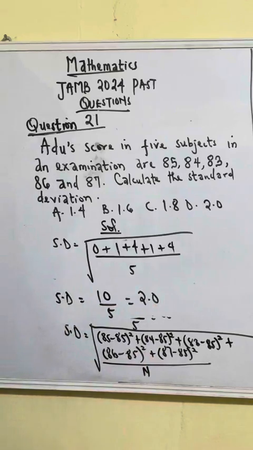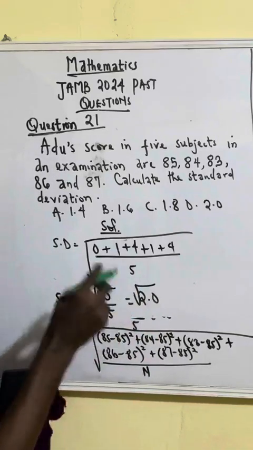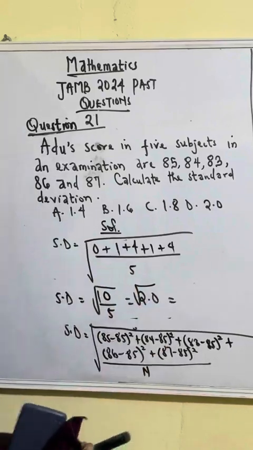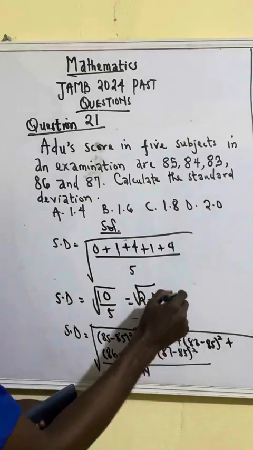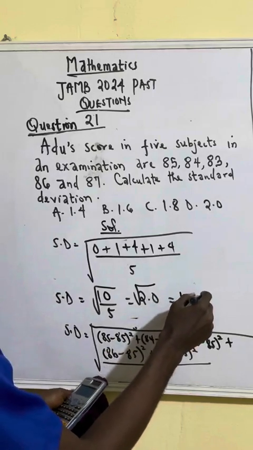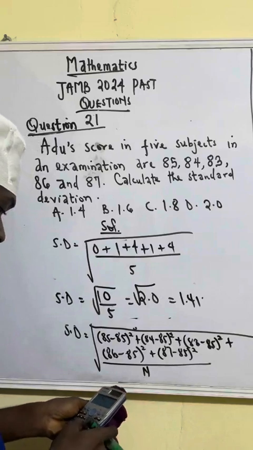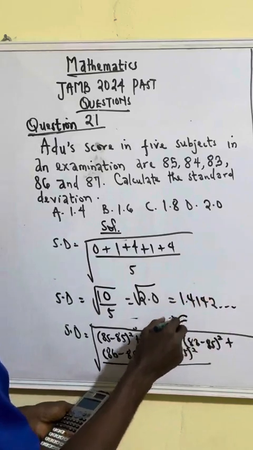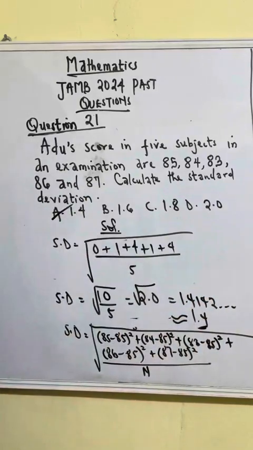So that means we need to take our square root. We still have the square root on top. So the square root of 2. We need to take the square root of 2 to get our final answer. The square root of 2 is 1.4142, and so on. But approximately that will be 1.4. Check the option. That's option A.